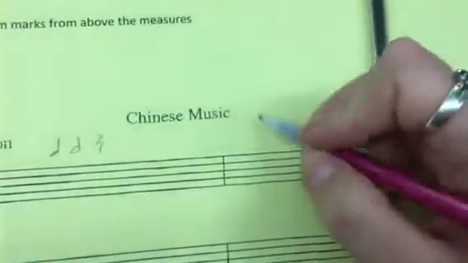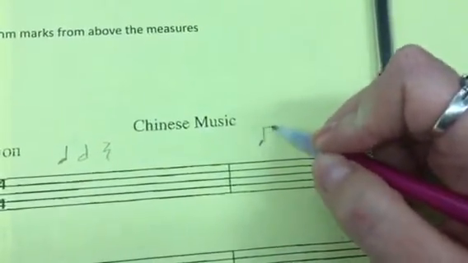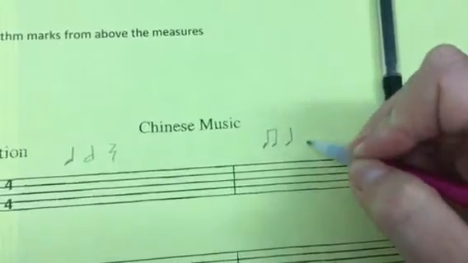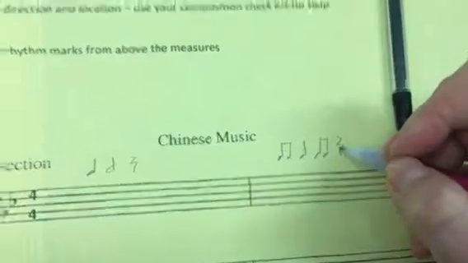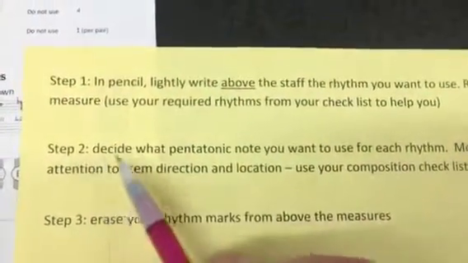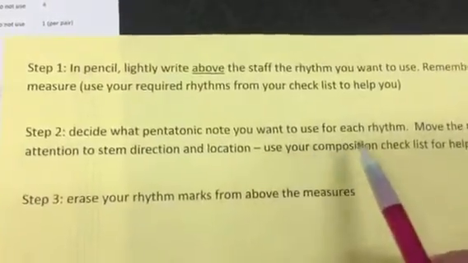And I'll do another measure for you. Do 1/8 notes, quarter note, another 1/8 notes, and a quarter rest. All right, that's step 1. You do that for all your measures. Step 2, decide what notes you want to use for each of those rhythms.